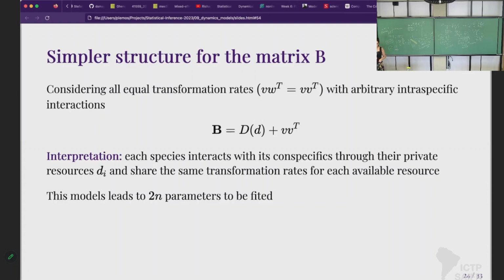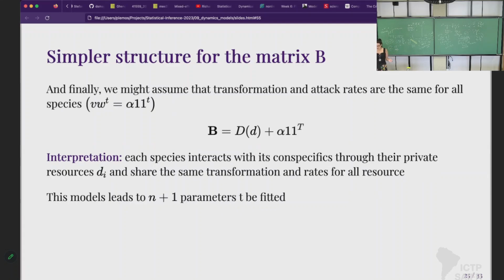And this leads to 2n parameters to be fit in this case, because you have n parameters from the diagonal and n parameters for the transformation rates. Can we make it even simpler? Yes. What if all the attack and transformation rates are the same? Then we only have to fit n plus 1 parameters. You have your diagonal, and then one single parameter, which means this is a matrix with all alphas in there. So you fit the diagonals and a common attack and transformation rate for everybody.